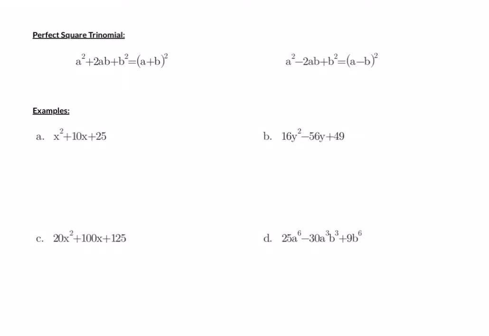And so basically, this is going to have three terms. We have two different versions of this. The first one is the first term squared plus 2 times a times b plus b squared. This is going to factor to a plus b squared. The other one is if the middle sign is negative, a squared minus 2ab plus b squared factors to a minus b squared.